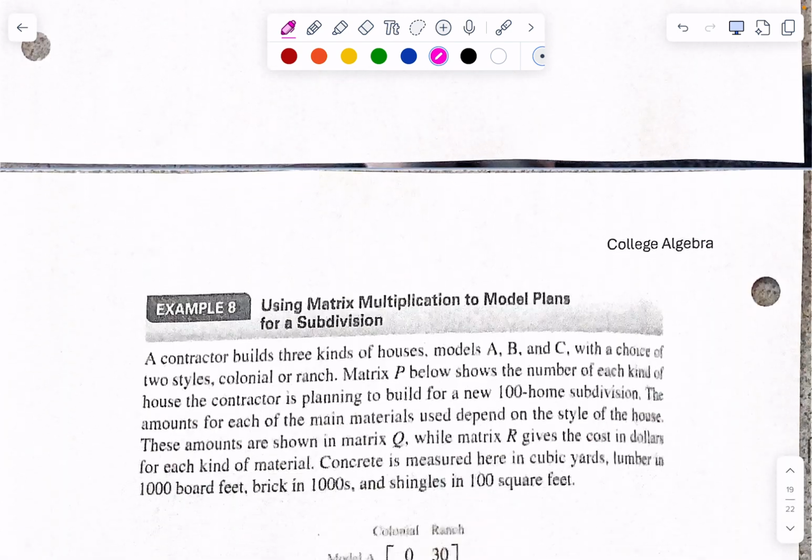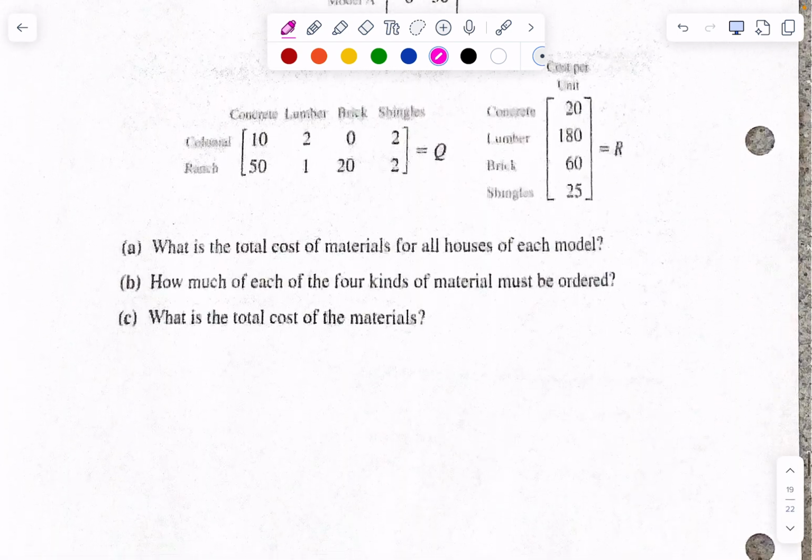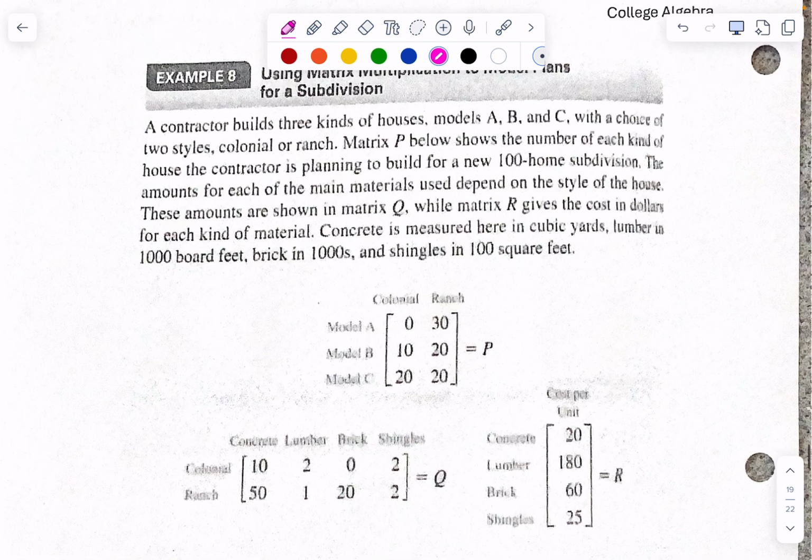Okay. All right, here we go. This is solely why we do this. Like, why we do the matrix thing, okay?